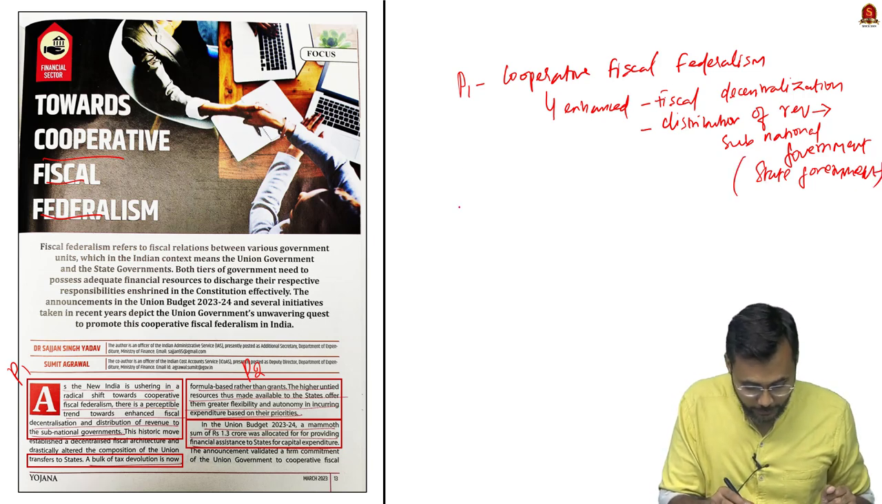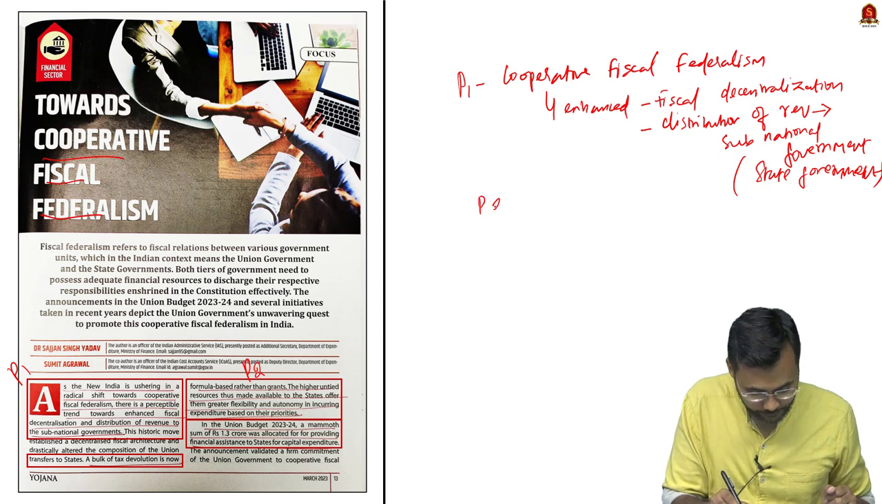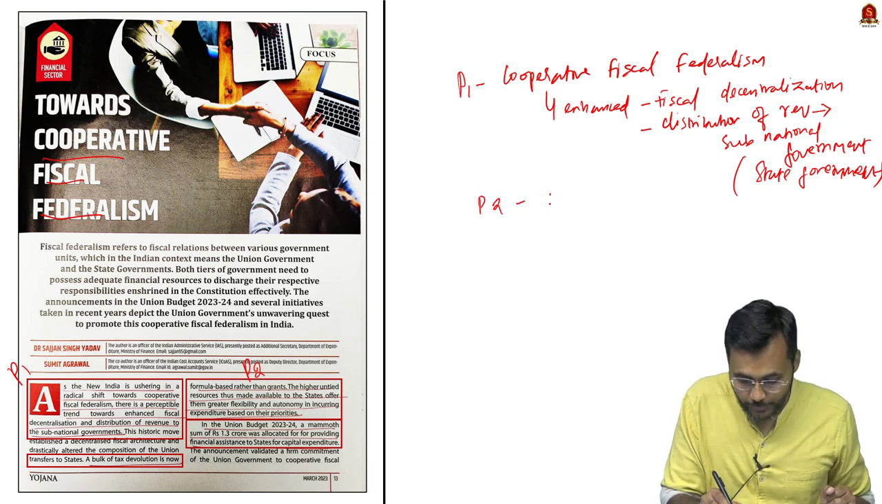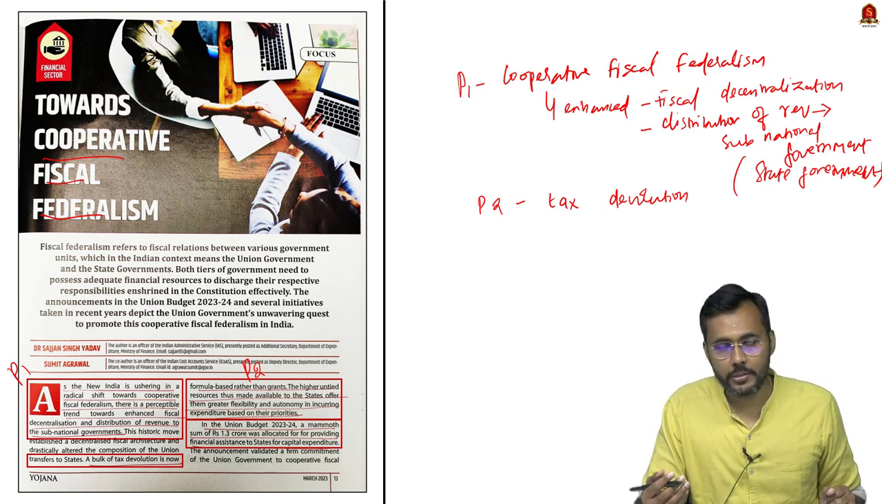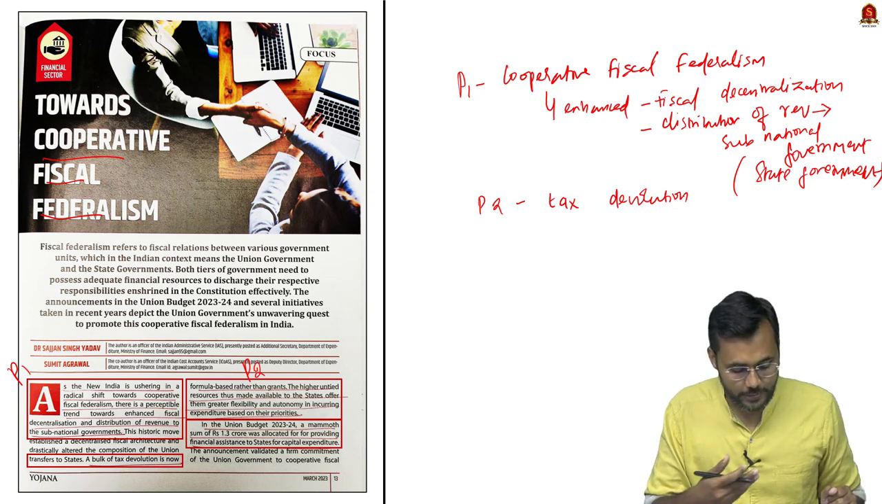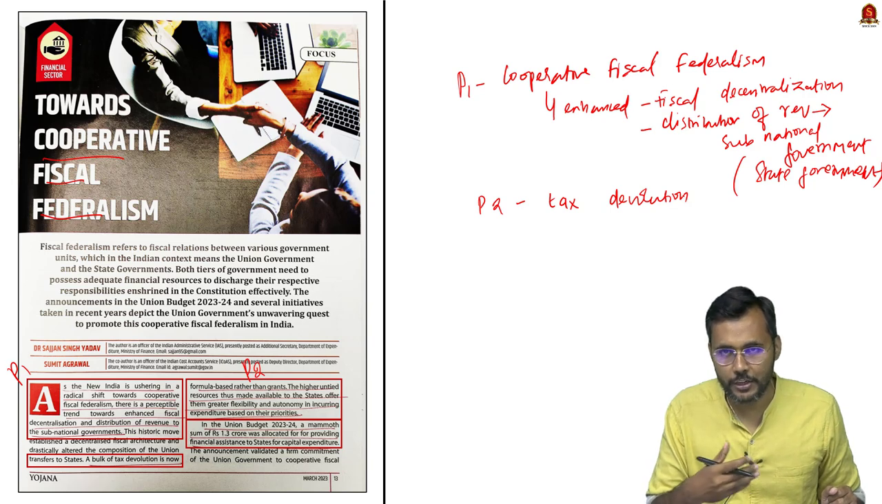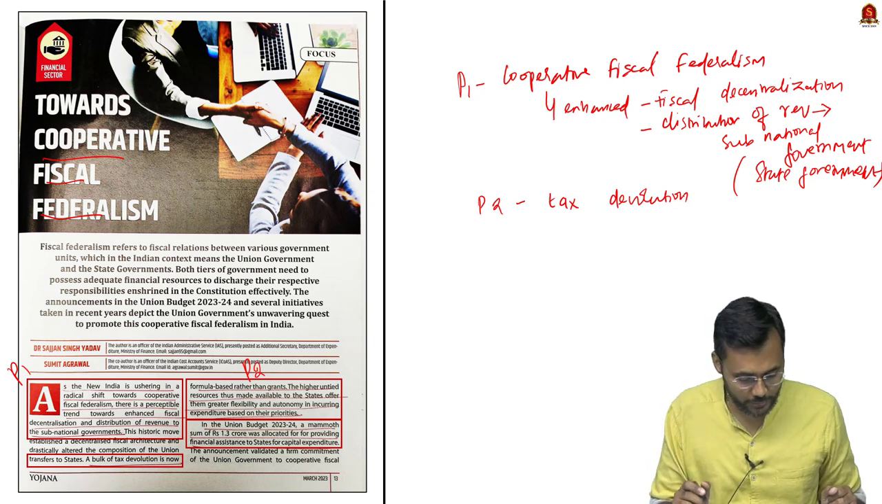And the second paragraph speaks about tax devolution in India right now. Tax is one important source of revenue to the government. As a common man, we pay GST, and if you are an employed person, you pay income tax. That's all the major source of revenue to the government. And tax devolution is the sharing of taxes between the union government and the state government.